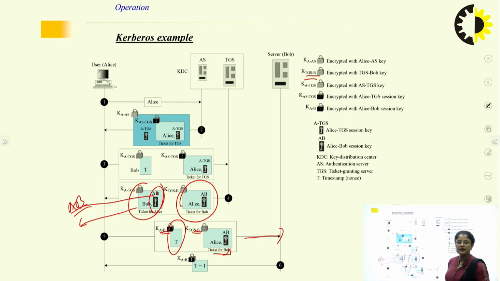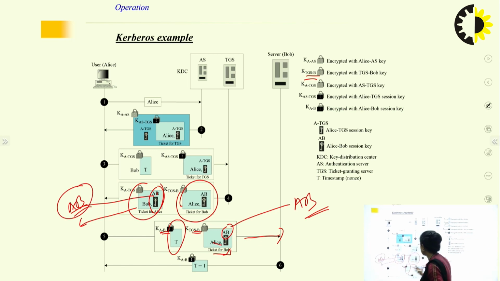So obviously Bob can decrypt it because this key is known to TGS and Bob. So Bob decrypts it, or the server decrypts it, and on decrypting, Bob gets to know the shared session key AB and also the message that the communication will be done with Alice. So by now, both of them have got the shared session key AB.